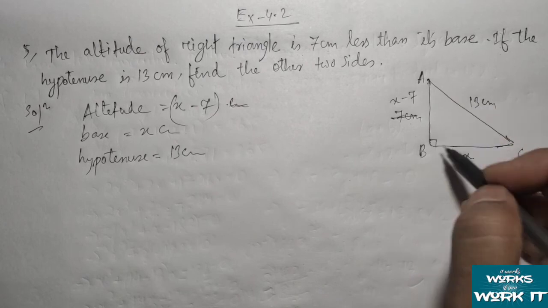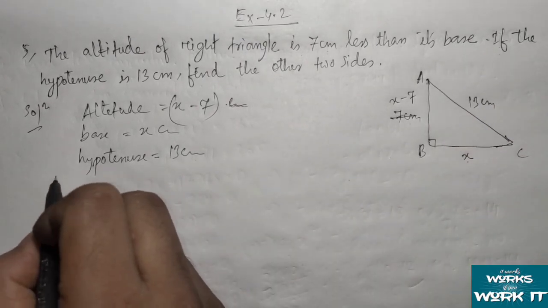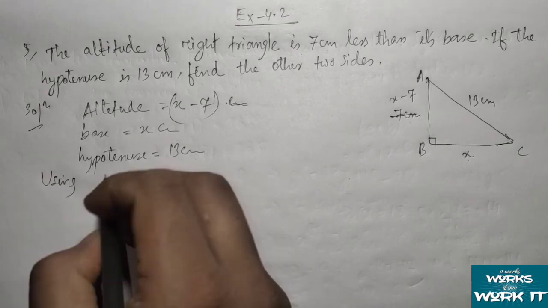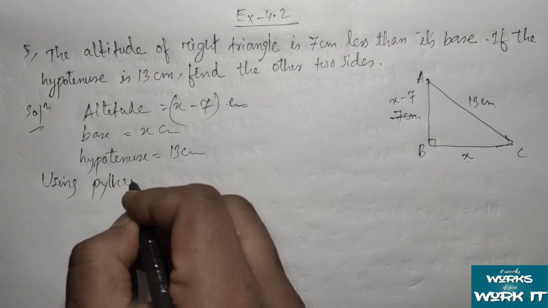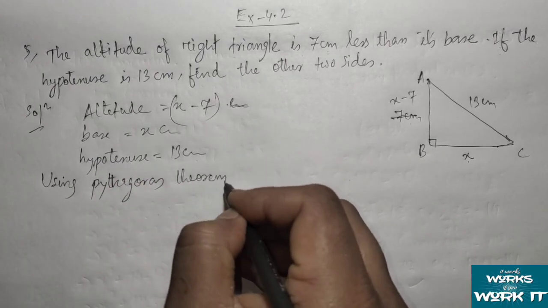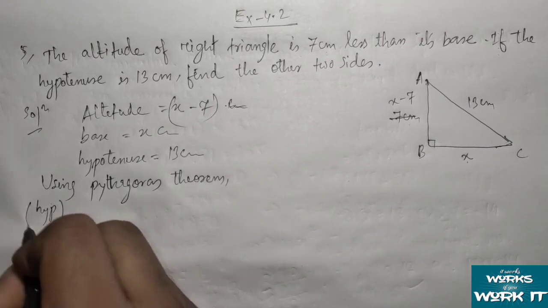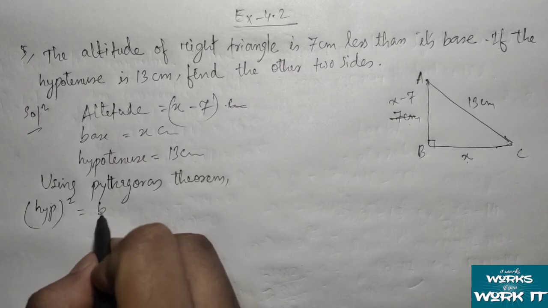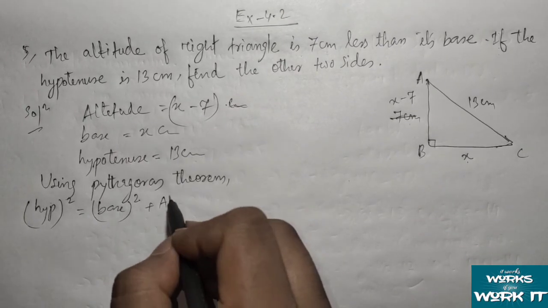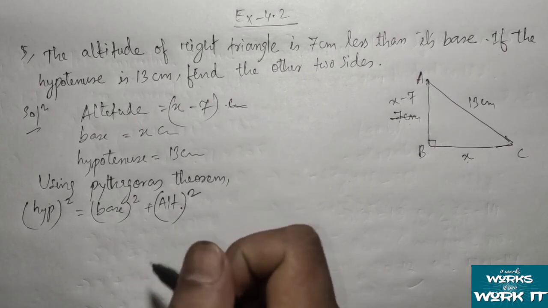Okay, so using the right triangle, what formula can we get here? One theorem is there, that is Pythagoras theorem. So using Pythagoras theorem, what is Pythagoras theorem? That is hypotenuse square is equal to base square plus altitude, or you can say perpendicular square also. So here altitude is given, so I'm using altitude instead of perpendicular.